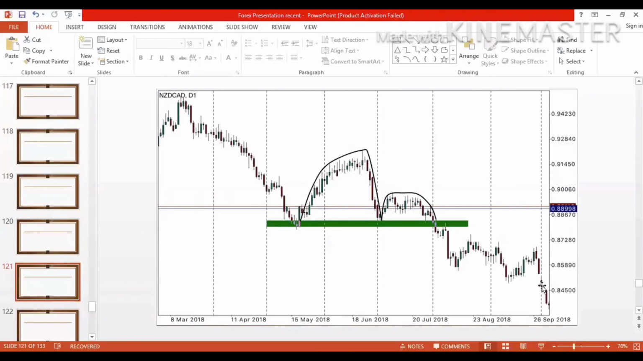So when I was talking about measured move, if you don't know how to calculate pips, go and check out the video. I have it on my channel. You see the video I posted on how to calculate pips. So very important. I think this will be the last slide for this presentation.